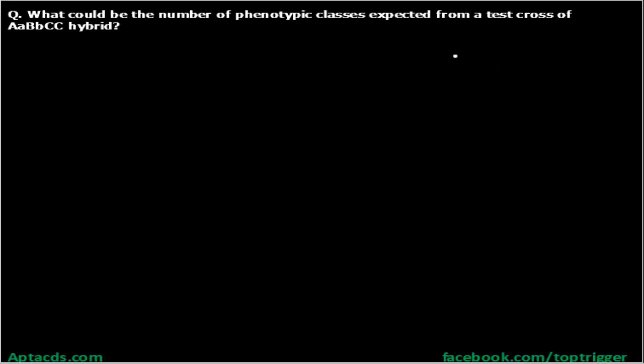Now again, this is a very typical question of Mendelian inheritance, in which the number of phenotypic classes is asked with reference to any test cross. So first of all, let's consider this test cross. The moment we consider a test cross, in which the hybrid of a given genotype is crossed with a recessive parent, we know very well. So this is the cross we are going to consider.